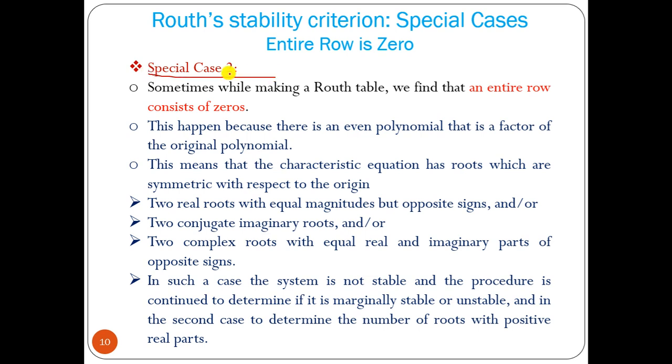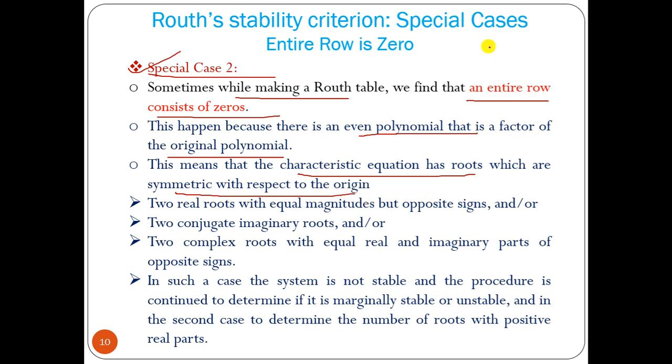Now let us consider special case 2, which is that sometimes while making a Routh table, it may happen that an entire row consists of zeros. Okay, this happens because there is an even polynomial that is a factor of the original polynomial. This means that the characteristic equation has roots which are symmetric with respect to the origin. That means with respect to the origin we have two roots here. Okay, this is for an even polynomial, or we can have two roots here. That is also due to the presence of an even polynomial, or we can have multiple roots here.